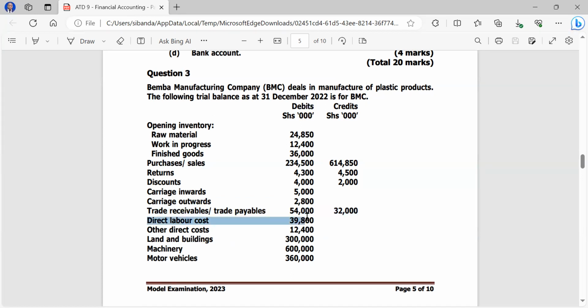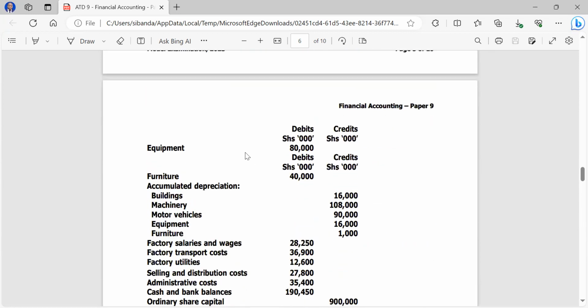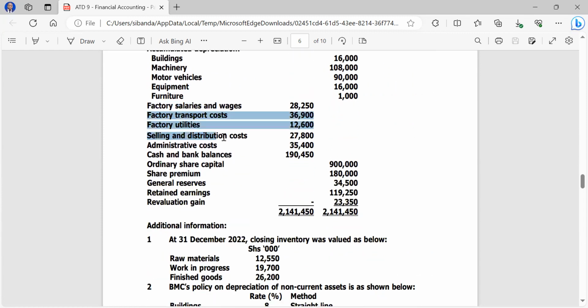So we move to direct labor cost. Of course, this is more of an expense side. Other direct costs, more from the expense side. But for manufacturing accounts, we'll be able to understand how we classify these. Remember, our interest is to look for the items of equity. We've not found any yet. We have land and building, machinery, motor vehicle, and so on. These are non-current assets. So we have equipment. They provide us information here. Then we have furniture, accumulated depreciation. Then we have factory salaries and wages. Then we have all these. We don't see any equity item.